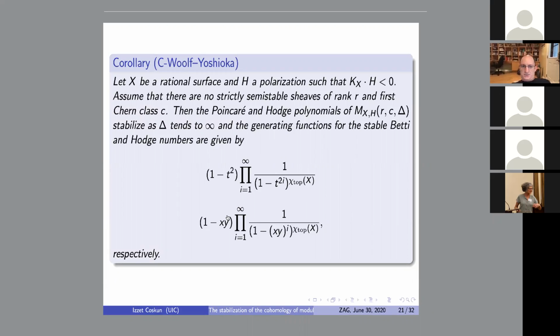Maybe I should stop for a second and see whether there are any questions, and then maybe I'll say a few words about how you go about it. So is the reason for this corollary just that the moduli space and moduli stack are essentially the same? They are essentially the same. I think one is a C-star gerbe over the other one or something like that.